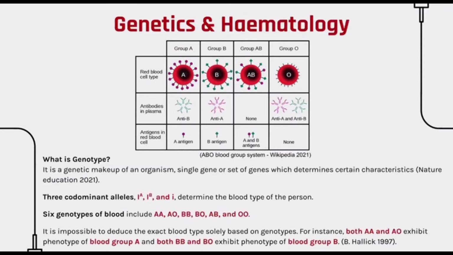What is genotype? Genotype is a genetic makeup of an organism that determines certain characteristics. There are three codominant alleles, IA, IB, and i, which determine the blood type of the person. 6 genotypes of blood include AA, AO, BB, BO, AB, and OO. It is impossible to deduce the exact blood type solely based on genotypes.